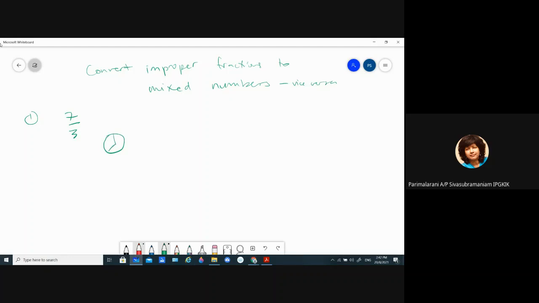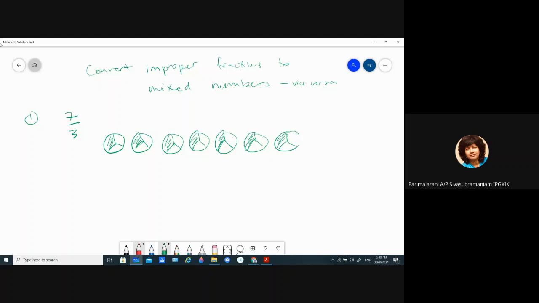So 7 over 3 is one part here, two parts, 3. So this is 4 over 3, 5 over 3, 6 over 3, 7 over 3, okay? So each one is 1/3, okay? So we have 7 over 3. This is what 7 over 3 means.